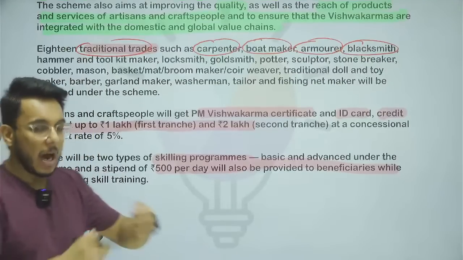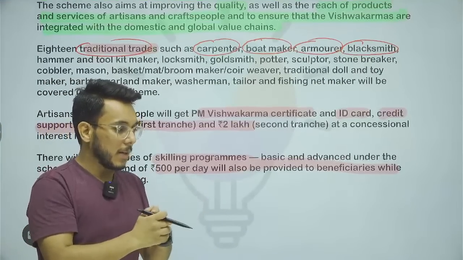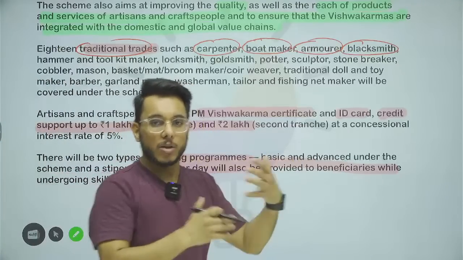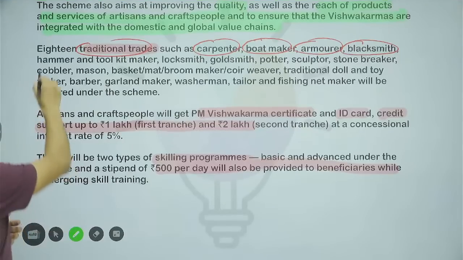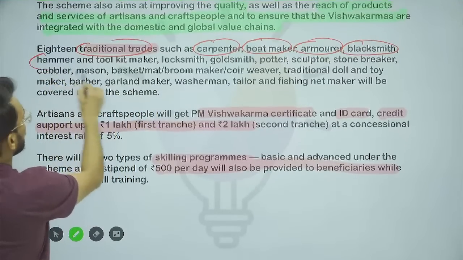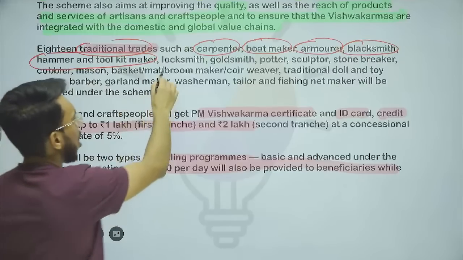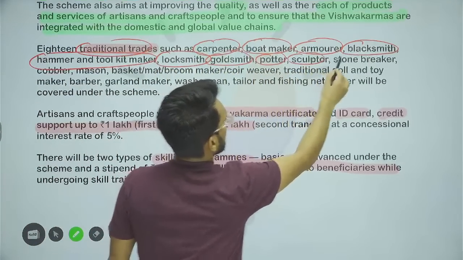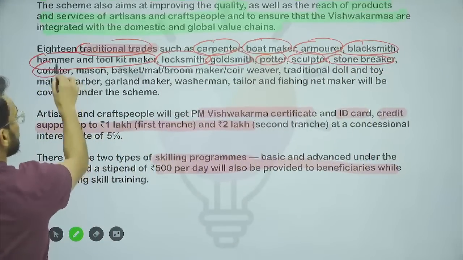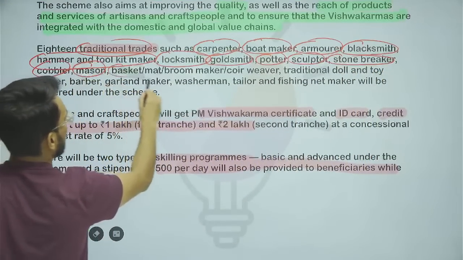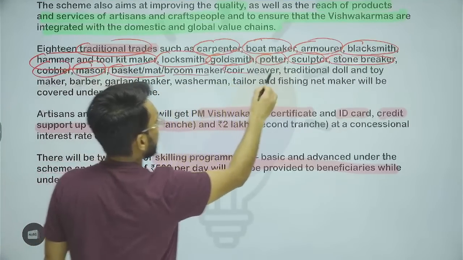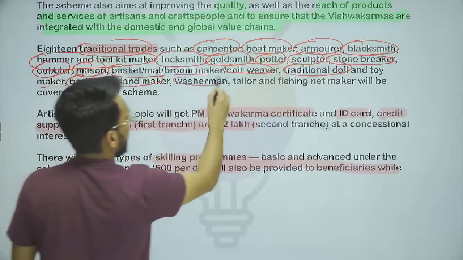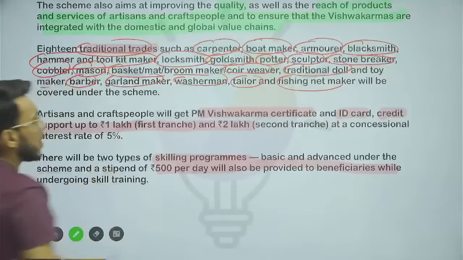Basically, 18 traditional trades such as carpenters, boat makers, armorers, blacksmiths. Armorers are those who make armor, which you might know was used in wars. Then blacksmiths, hammer and tool kit makers, people making hammers, locksmiths, people making locks, goldsmiths, potters, sculptors, stone breakers, cobblers, masons, basket, mat and broom makers, coir weavers, traditional doll and toy makers, barbers, garland makers, washermen, tailors, fishing net makers. All these people will be covered.